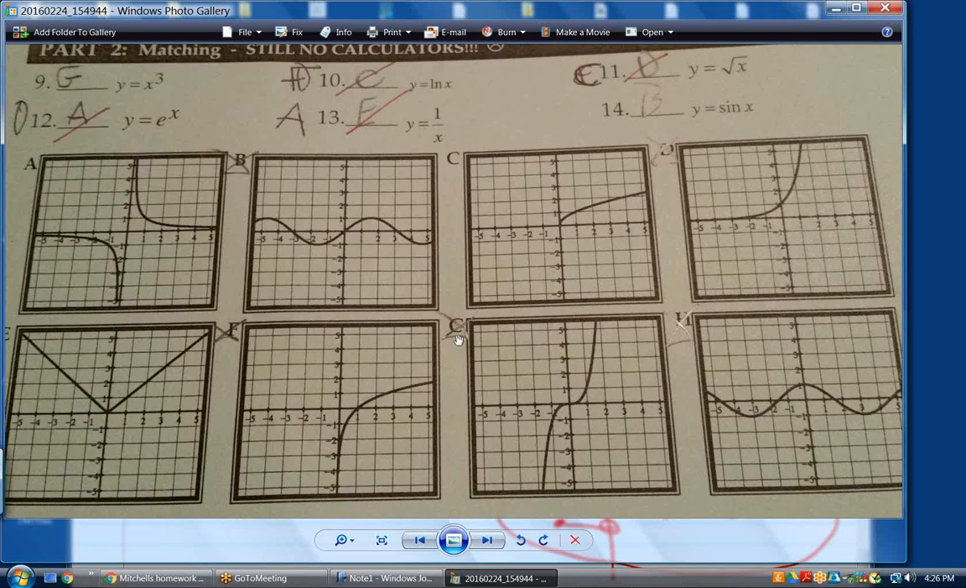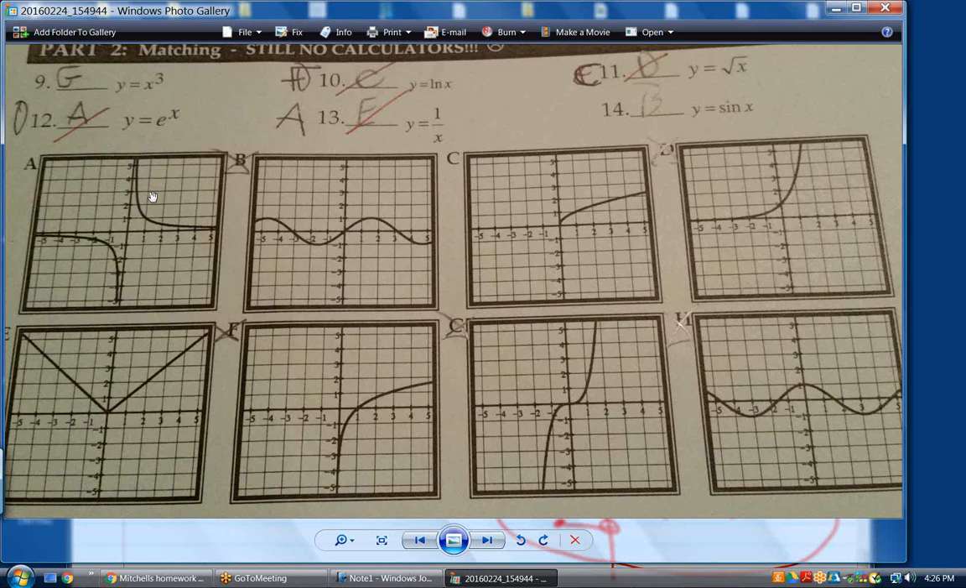Now, let's talk about how to memorize. First of all, absolute values look like this. There's a big giant V. Also, I can't say all absolute values are positive, because if I said y equals minus absolute value of x, it would be this curve reflected over the x-axis. You with me? Okay.